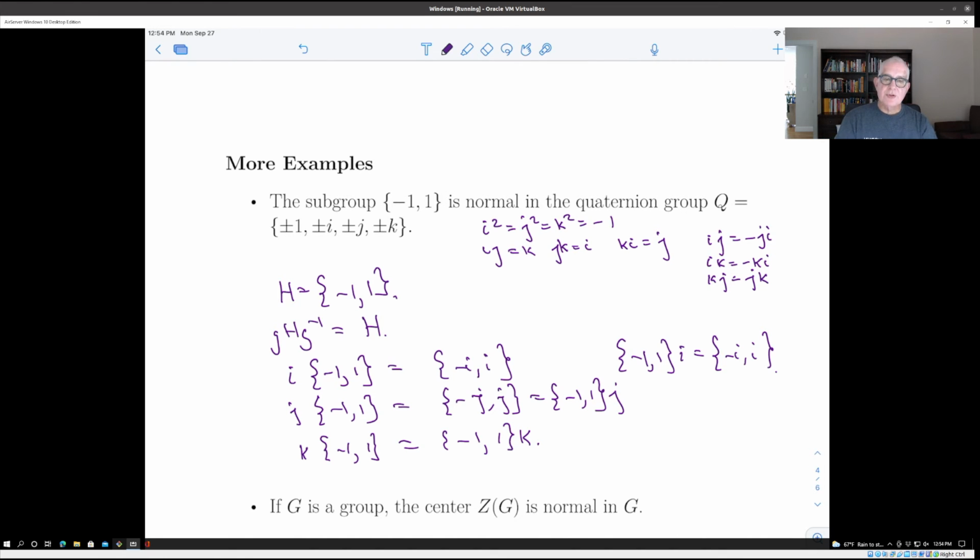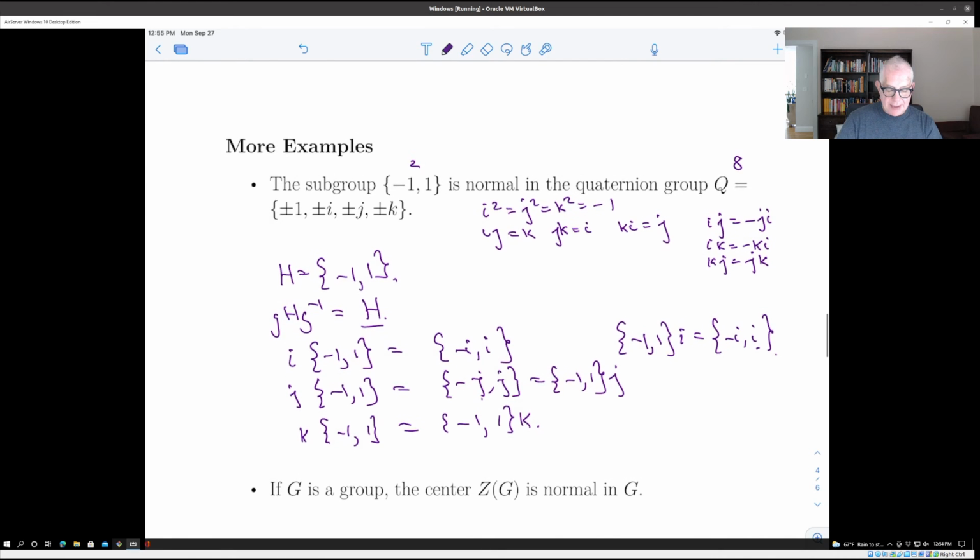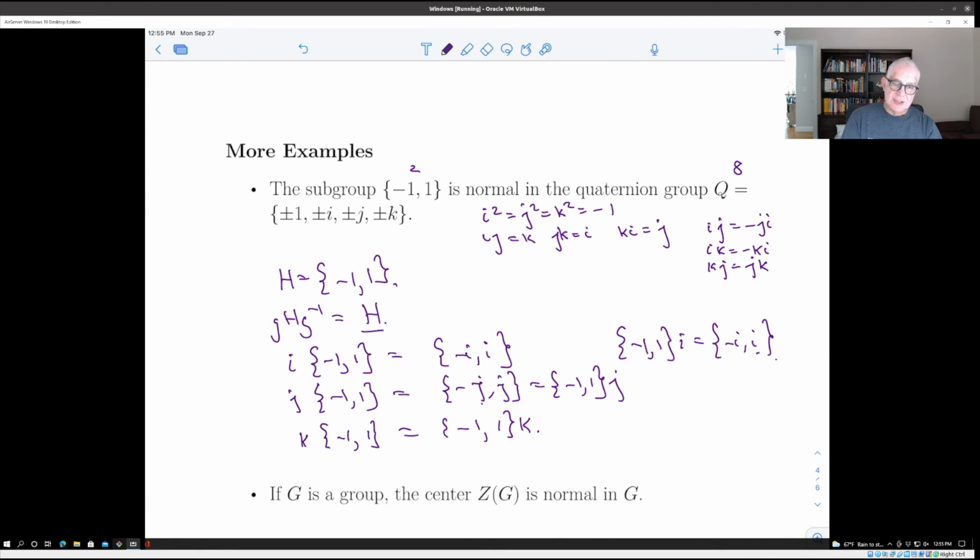So there are 4 cosets, as you would expect. You have a group of order 8 and a subgroup with 2 elements, so the number of cosets is 4. The 4 cosets correspond to H itself, the one that has plus or minus i, the one that has plus or minus j, and the one that has plus or minus k. Those are the 4 cosets. And it's normal because the left cosets and the right cosets are the same.